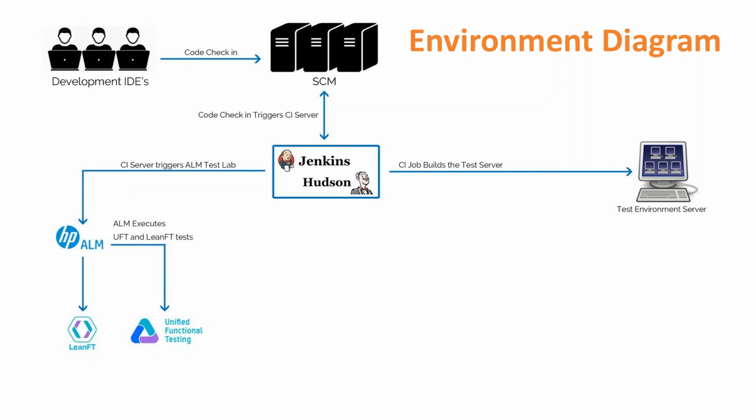But now you're going to see it ties into ALM and picks out that test set. Maybe this first iteration is a unit test. You've got some API tests, and you have some stuff built out in LeanFT. You've got some GUI tests in UFT that you want to execute. Maybe there's some API testing that you've built into UFT too. So you want to run these unit tests, and it kicks it off and runs it.